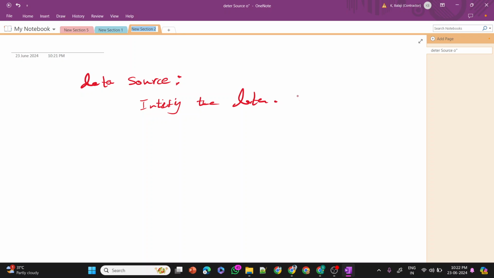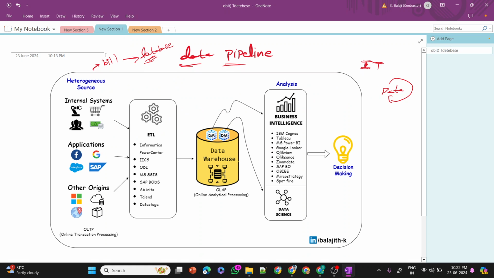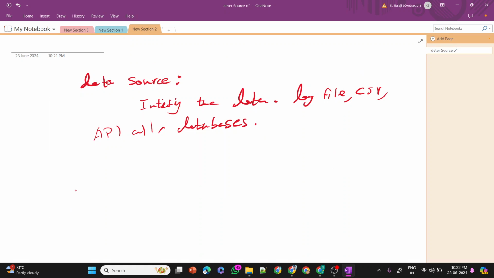The data can be a log file, or a CSV file, or an API call from a website, or data stored in databases. So we need to identify the data source. After that, we need to extract the data. Data extraction.